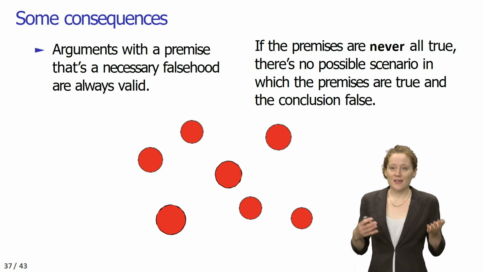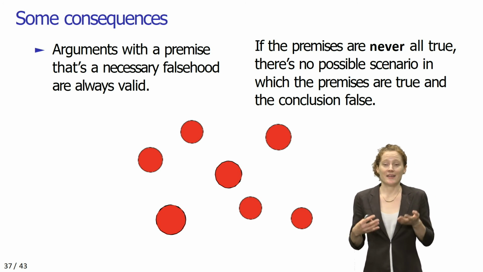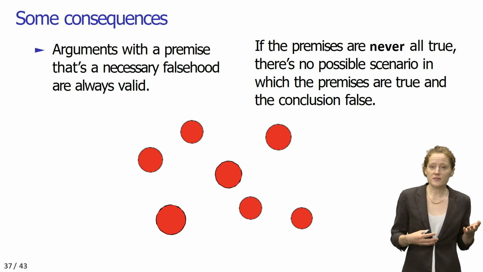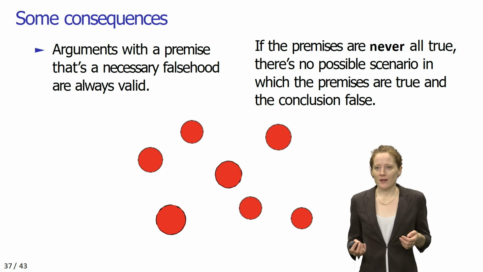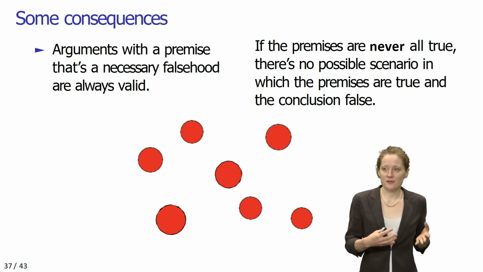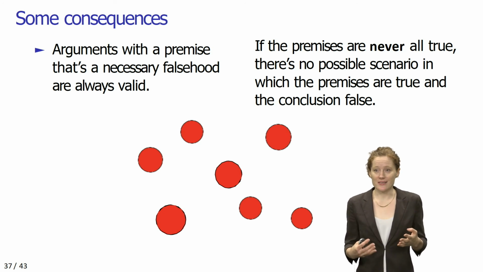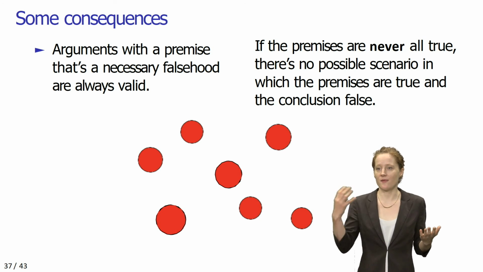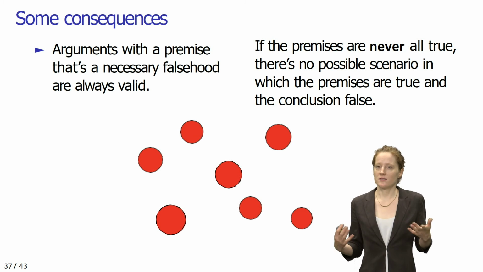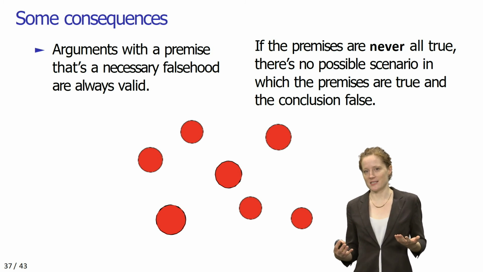Furthermore, arguments with a premise that's a necessary falsehood also are always valid. Why is that? Well, if the premises are never all true, that just means that there's no possible scenario in which the premises are true and the conclusion is false. And so that means that the argument must be valid.